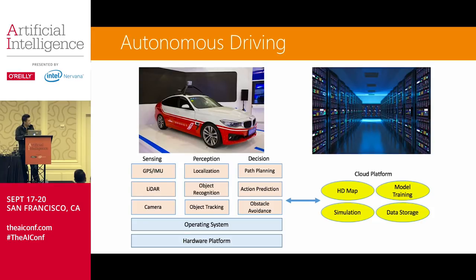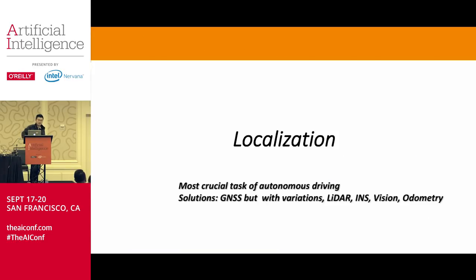So next, let's go over these components one by one and see what the challenges are and why it is so expensive today. First of all, localization. The most crucial task in autonomous driving, to me, is to know where your vehicle is at any moment of time.